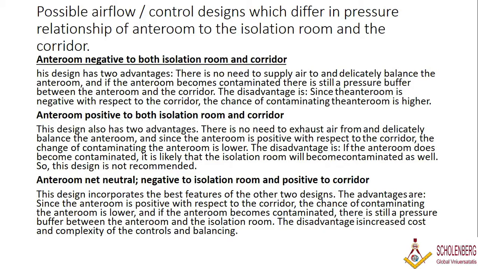Now, generally, we talk about possible airflow control designs, which differ in the pressure relationship of the anteroom to the isolation room and the corridor, because we have a corridor, then after that an anteroom, then the isolation room. Generally, what are the relations? In the general case, the anteroom is negative to both the isolation room and the corridor.